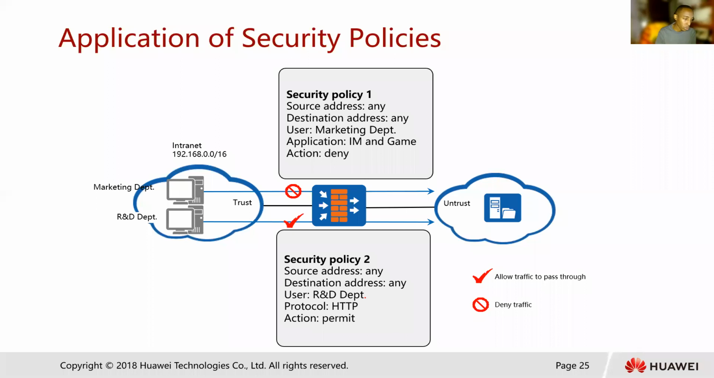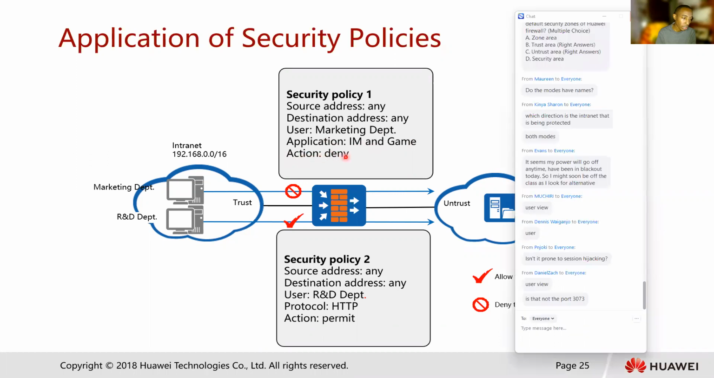So look at this security policy from our next generation firewall. Source address any, destination address any, user is marketing department, application is instant messaging and games. Anything going to the marketing department in the name of an application that is chatting and maybe playing games is to be denied, right? Then you have another policy here from our next generation firewall.